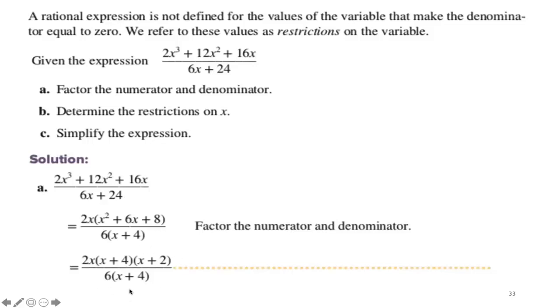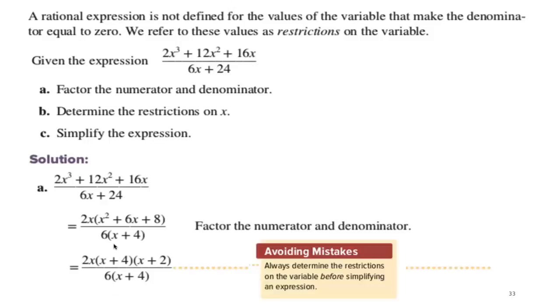Well, the denominator cannot be 0. Look at this. The denominator is 0 when x is negative 4. So that means negative 4 is not allowed. So we have to make sure we know the restriction ahead of time before we cancel. Again, we want to cancel this to simplify, but before we cancel, we have to know the restriction, because if we cancel it, we don't see it anymore. We might mistakenly believe that there's no restriction on x.